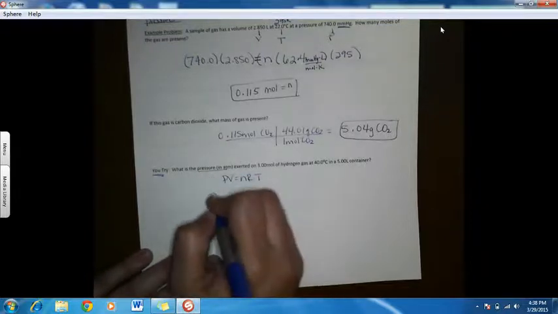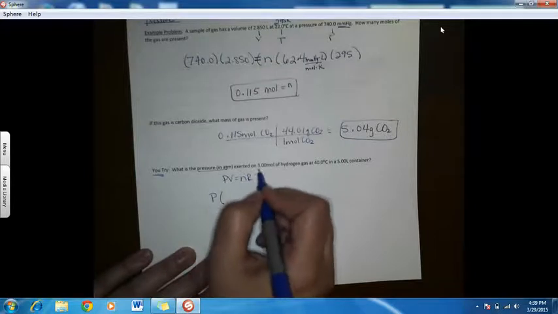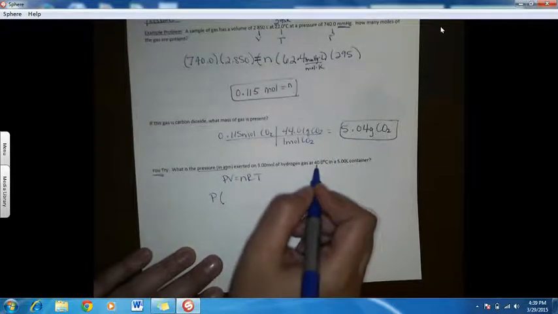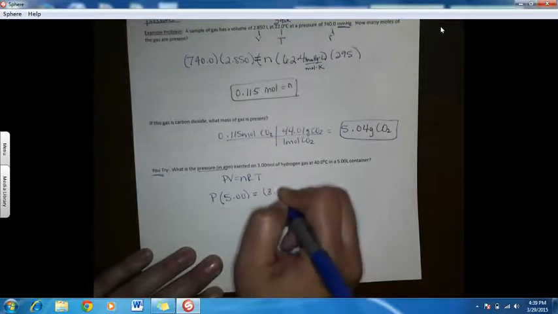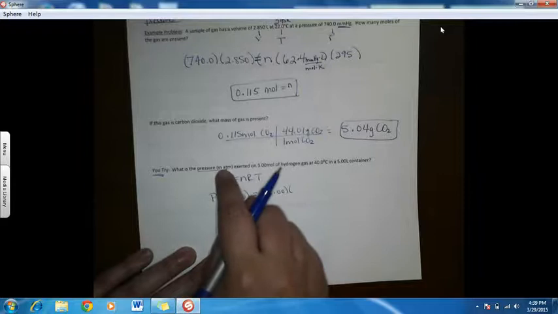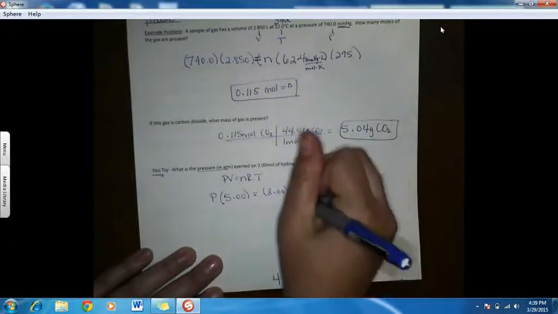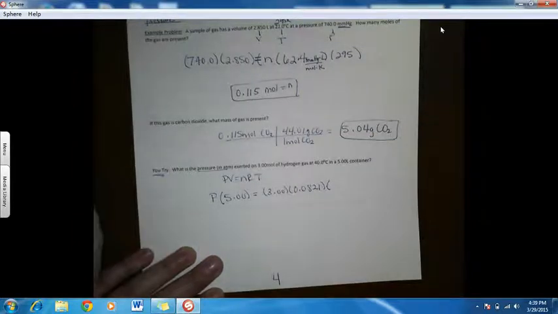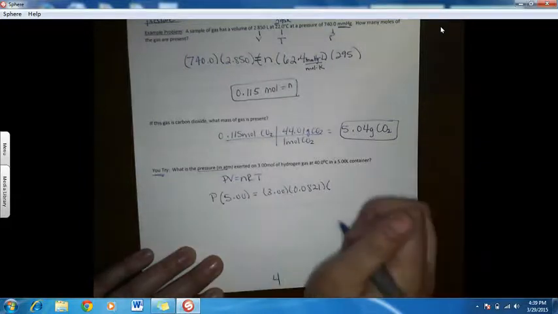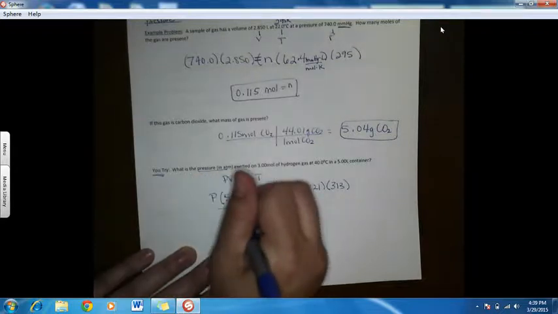Alright, so we're going to use our ideal gas law and plug in the values. What's the pressure in atmospheres? So we're looking for pressure, exerted on 3 moles of hydrogen gas at 40 degrees Celsius and 5 liters. So our volume is 5 liters. Our number of moles is 3. Our R value has to be in atmospheres because that's what we want our pressure unit to be in. And so that's 0.0821 times our temperature in Kelvin, so 40 plus 273 gives us 313 Kelvin. And so then to solve for our pressure, we'll divide by 5.